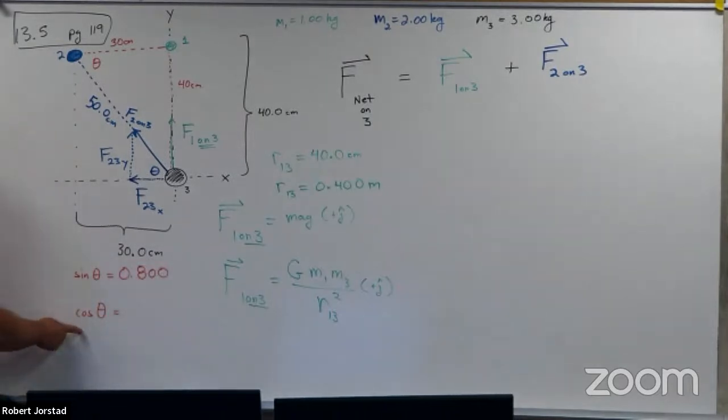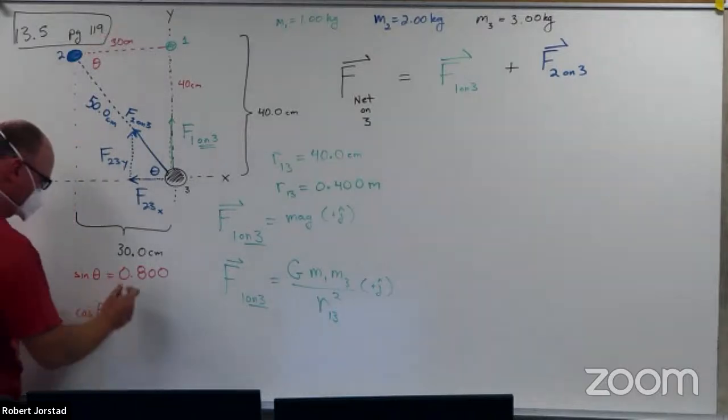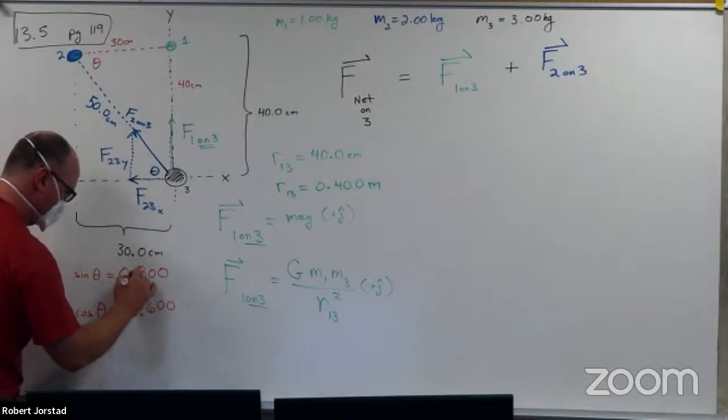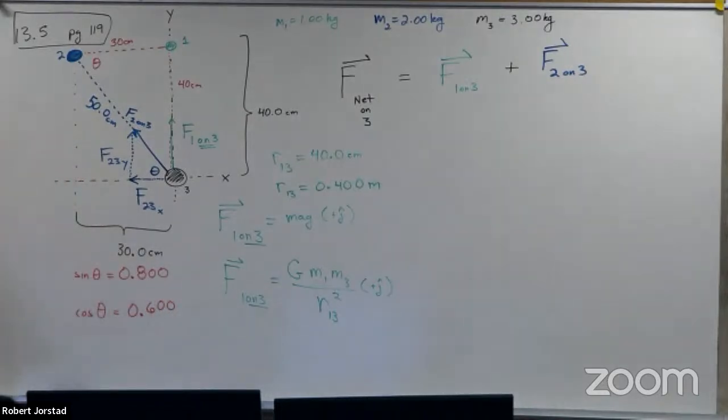What's cosine of theta? 30 over 50, which is 0.6. That's why physicists love 3, 4, 5 right triangles, because sine and cosine turn out to be nice, easy numbers. Don't have a lot of weird decimals. That's why almost every problem from every class everywhere uses them. Okay.